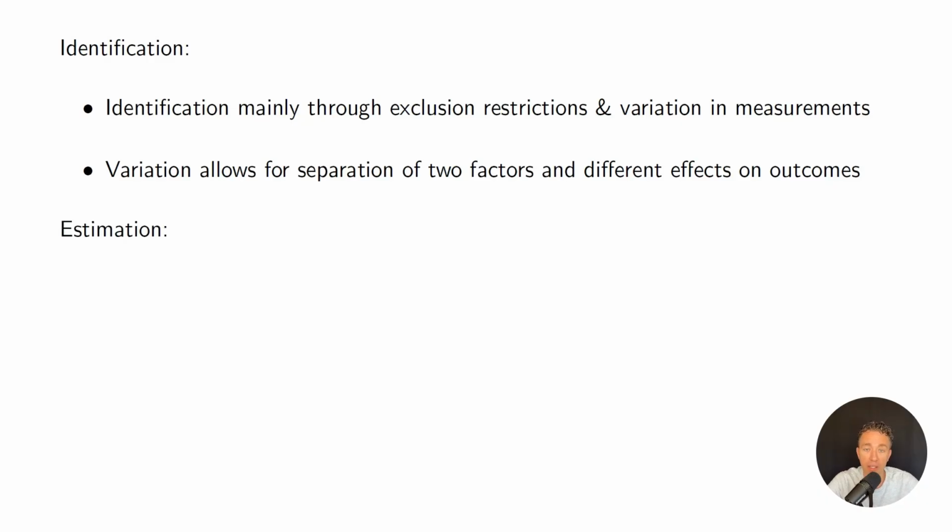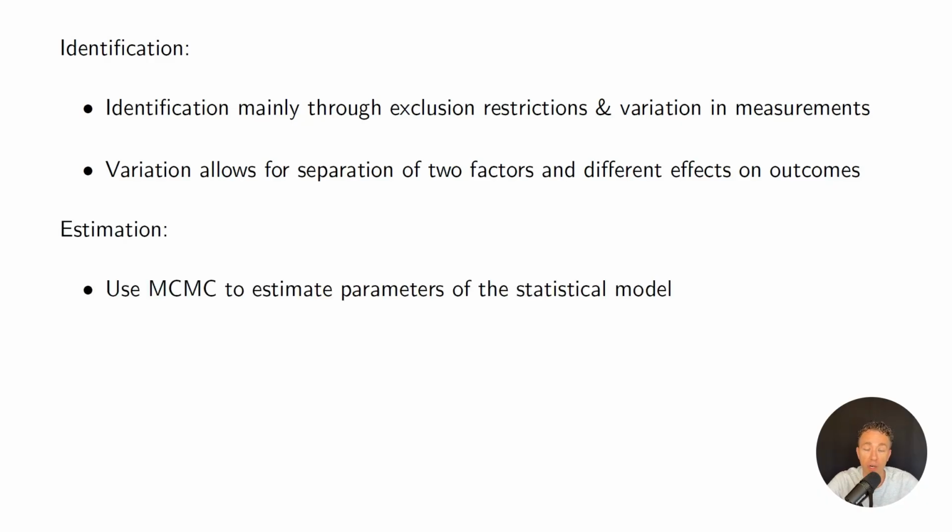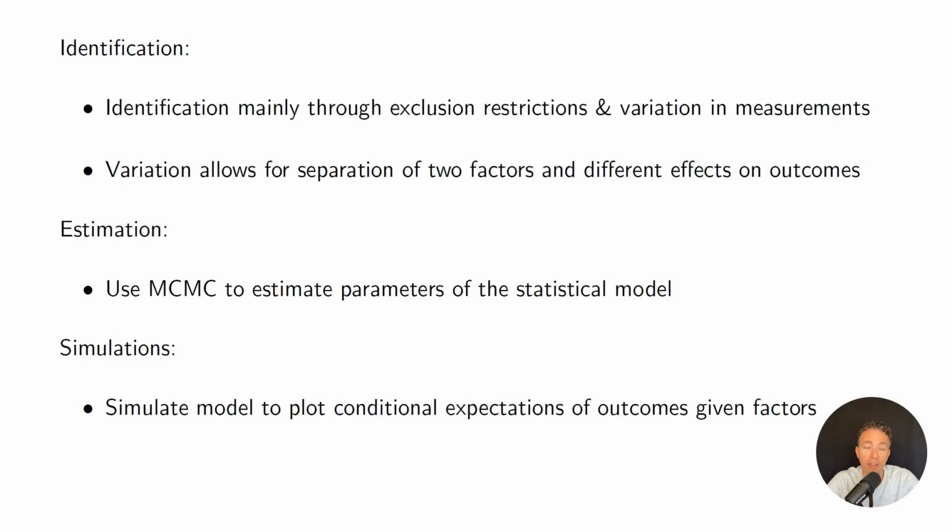And then how do they estimate this? Well, they're actually going to use Markov chain Monte Carlo to sample from the posterior likelihood and then get the model estimates that way, like we talked about in a prior video. And then they do some simulations where they're drawing values of these factors based on the estimated distributions. And then they're plotting what's the conditional expectation of various outcomes given the factors.